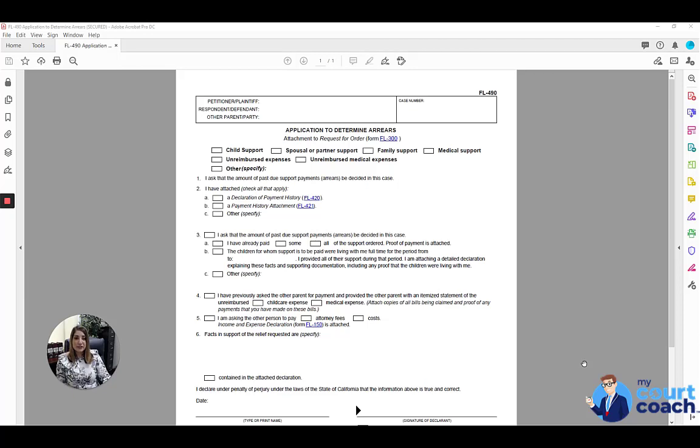I'm Sarah and I'll be your instructor today as we talk about the application to determine arrears form, also known as your form FL-490. As with all our court forms, you want to start by filling in your identifying case caption information at the top.